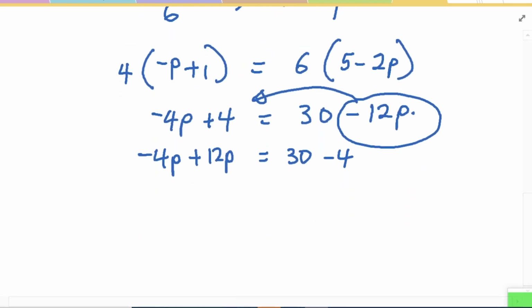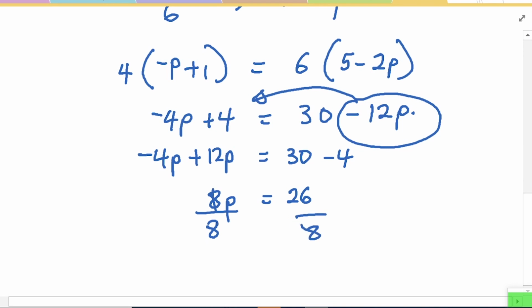So that gives us 8p, which is equal to 30 minus 4. That is 26. Divide both sides by 8. This goes by 2, 4 by 2, 1, 3. So we have 13 over 4 as our value of p, and that's the answer.